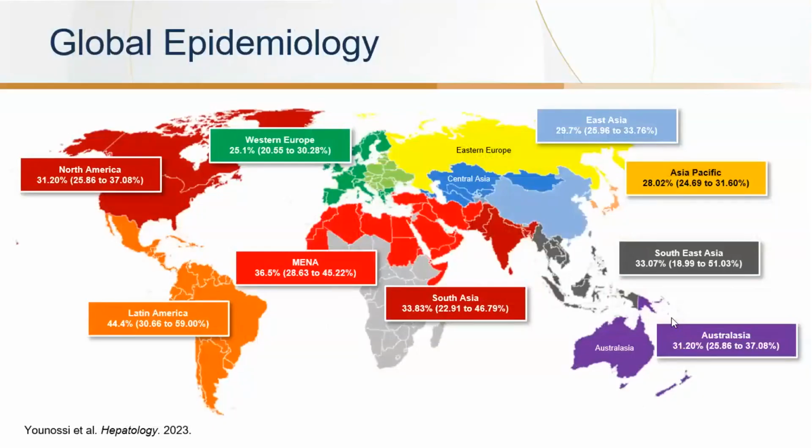So this is a nice description for the global epidemiology. As you can see, this is affecting people globally, and it really is interesting that it's pretty even across the board, higher incidence in Latin America, but again, affecting people globally, despite their ethnicity.